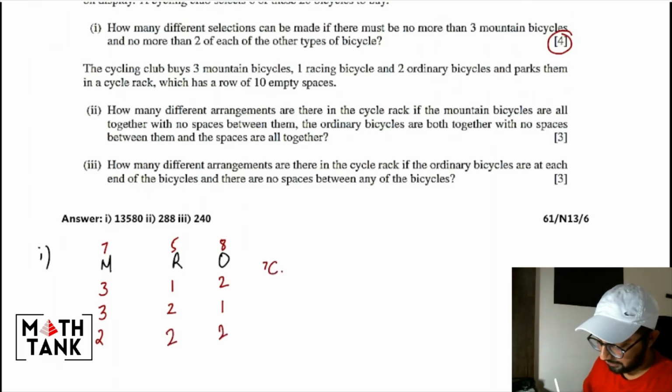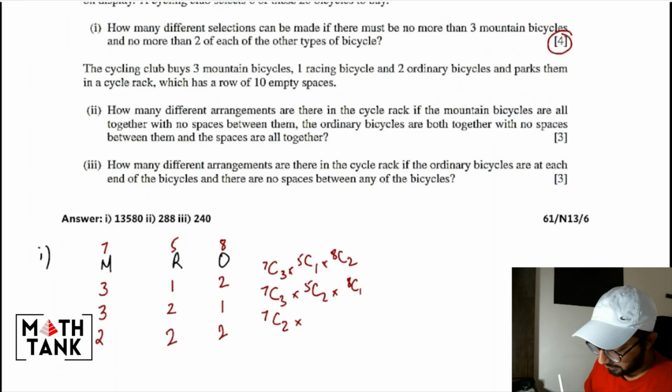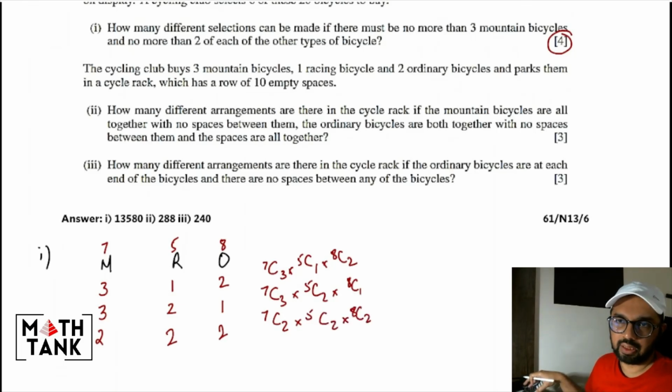choose from. It's 7C3, 5C1 and 8C2; 7C3, 5C2 and 8C1; and 7C2, 5C2 and 8C2. So there are three different cases.